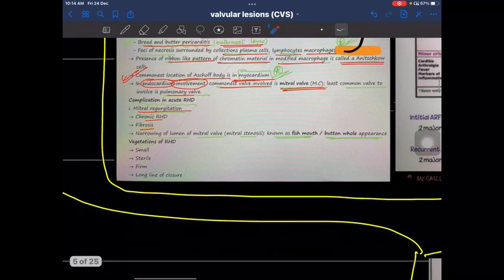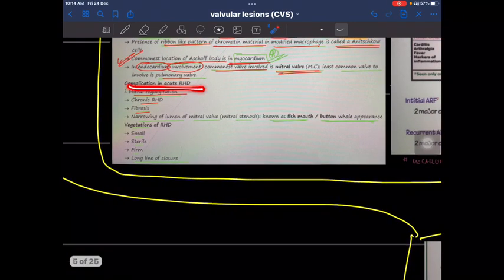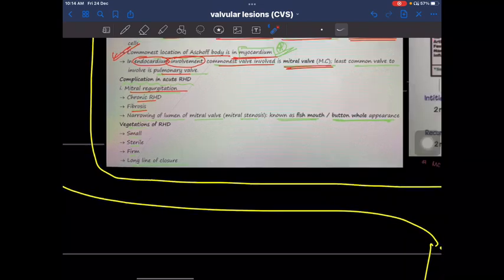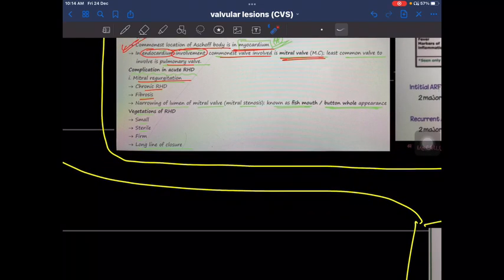Okay, so the complications in acute RHD, that is rheumatic heart disease: there is mitral regurgitation. Generally in chronic RHD, you will see some fibrosis, the narrowing of the lumen of the mitral valve, which leads to stenosis. Okay, which is also called fish mouth or buttonhole appearance. It will be something like this. That's why it's called a fish mouth. Please look at the relevant images in your patho lecture.